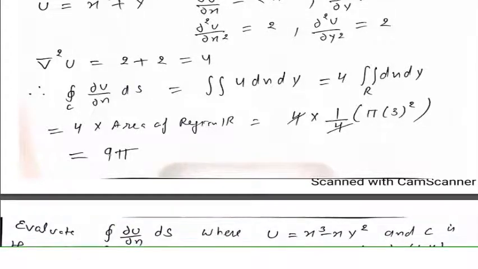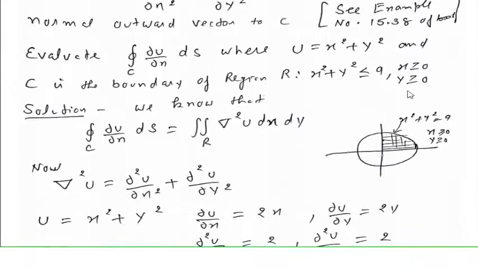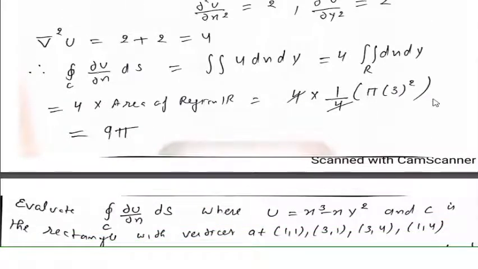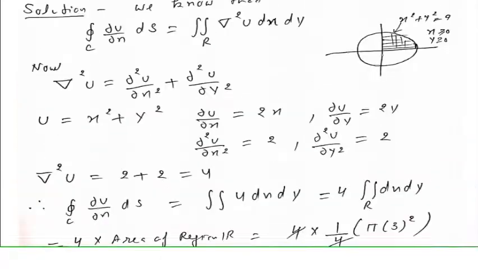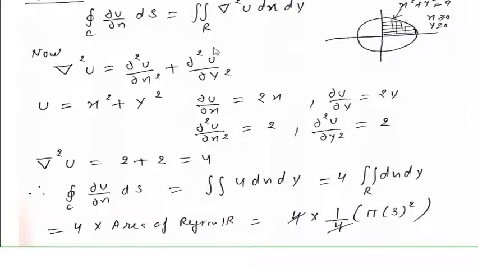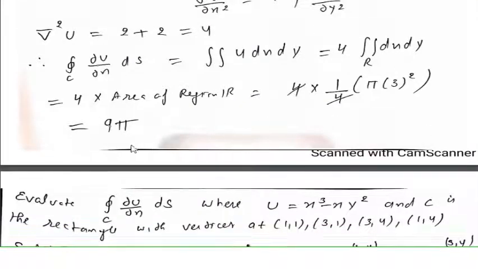The circle has radius 3. Why? Because it is 9, so it is 3 square, so the radius is 3. 4 times the quarter area, the answer is 9 pi. So this integral becomes 9 pi. This is the final answer.